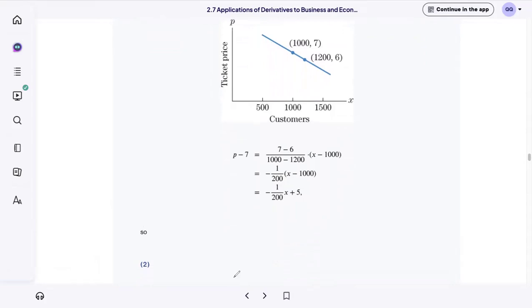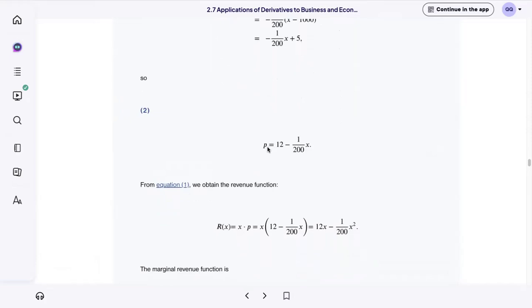So remember we have y minus y1 equals slope times x minus x1. And we have these 2 points. The slope is just rise over run. 7 minus 6 is the difference in y value divided by the difference in x value. That's the slope. We can use either point as x1, y1. So we find the price formula as a linear equation. So the price equals 12 minus 1 over 200 of x.